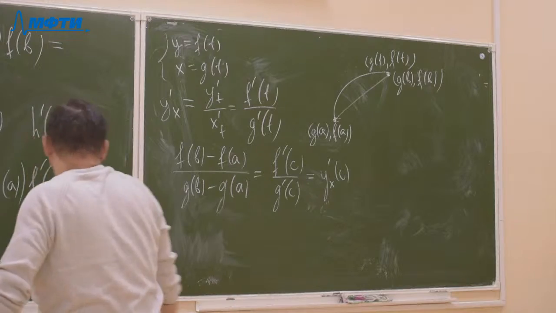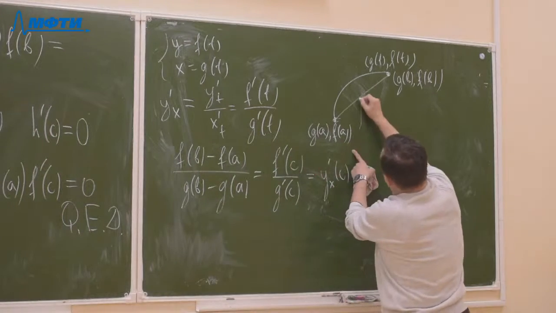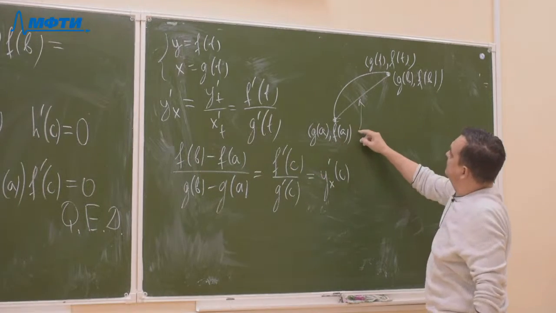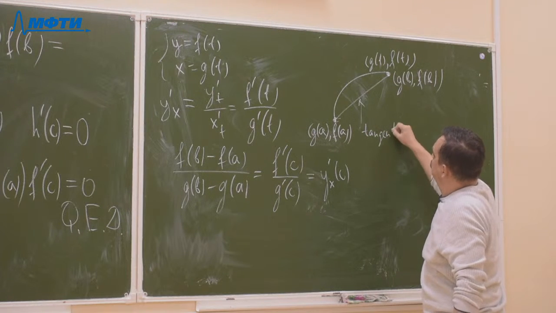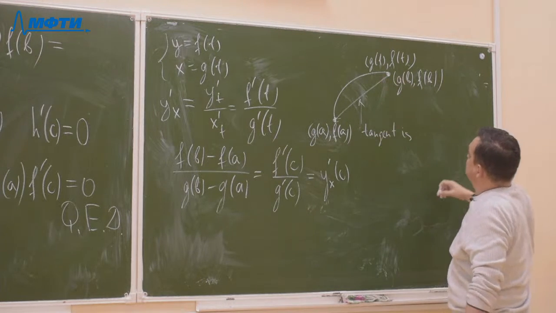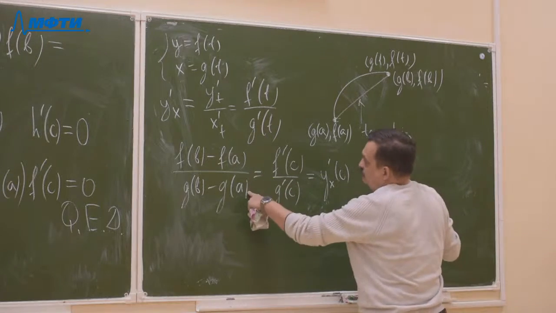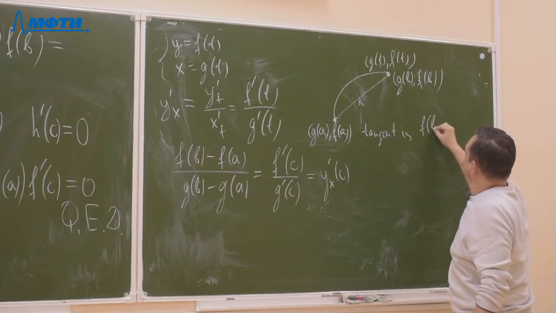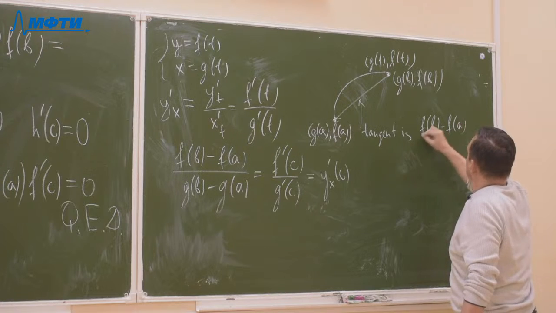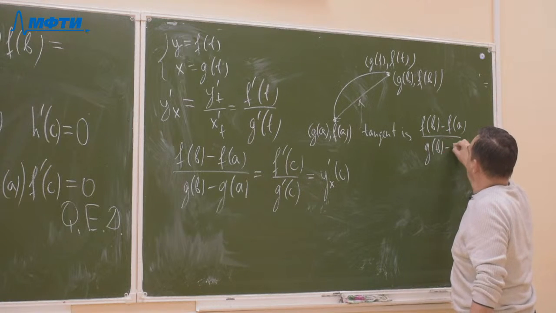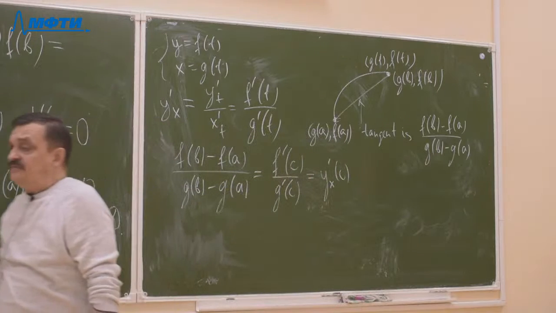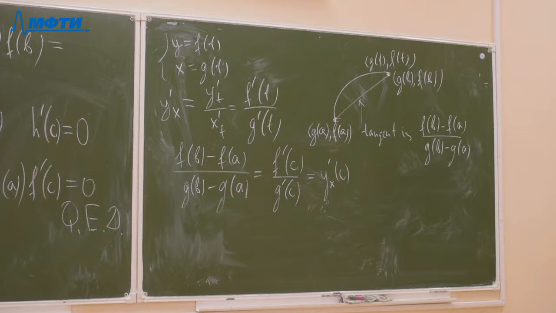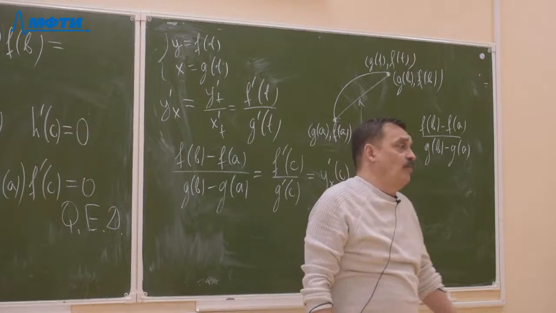Then the tangent for this interval is the ratio which is precisely that one. So f of b minus f of a over g of b minus g of a. That is precisely the tangent for our interval which connects the endpoints of our parametric curve.